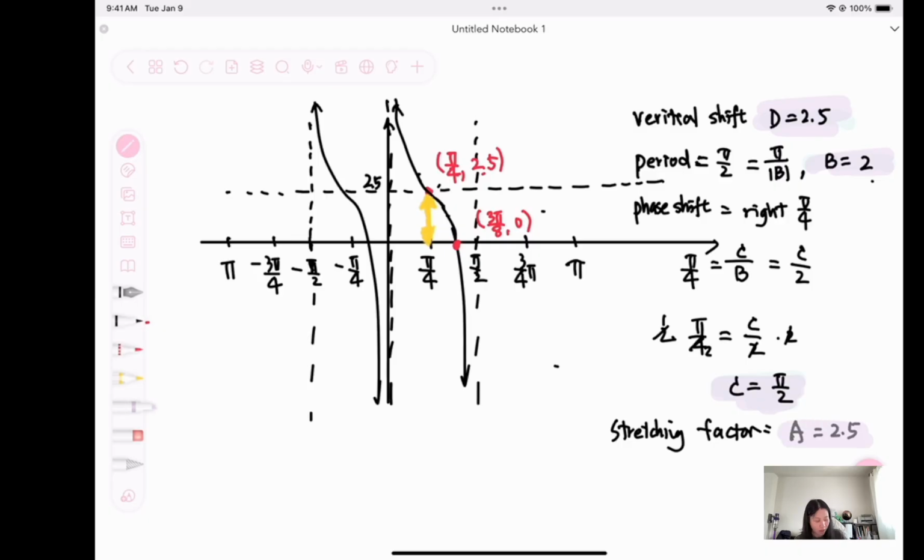And is there anything else that we need to consider in this graph? Right, it's upside down. So that means we need to take a negative to the whole graph. Now, let's do this. Y is equal to negative A tangent B, which is 2 times x, and then they shift to the right, pi over 4. So that means C is equal to pi over 2, and then D is 2.5.